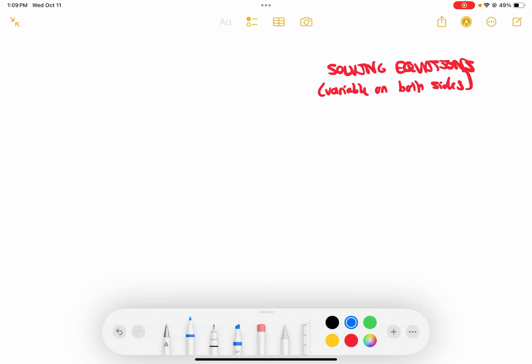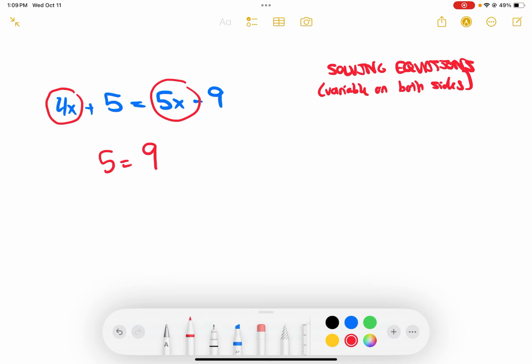And just one brief example of solving an equation with the variables on both sides. So let's look at something like 4x plus 5 equals 5x minus 9. Okay. Now, a very, very common mistake here is to incorrectly combine like terms and say something like 5 is equal to 9x minus 9, meaning you took these two and added them together and you got 9.